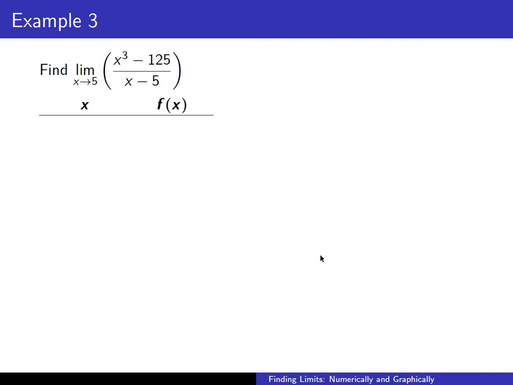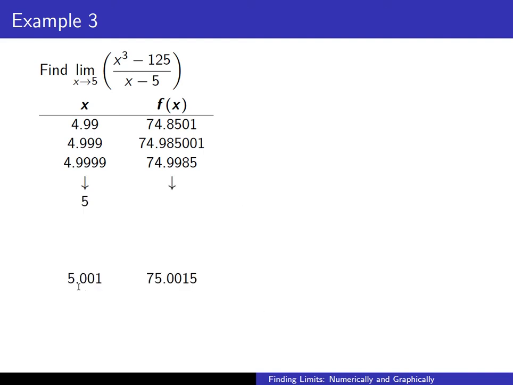All right, example 3, we have x cubed minus 125 over x minus 5. We're going to find the limit as x approaches 5. We're going to start with a number that is slightly smaller than 5, like 4.99. We get 74.8501. Even closer to 5, 4.999, we get 74.985001. And really close to 5 here, we get 74.9985. It didn't have enough space in the calculator to hold all the decimal places. All right.